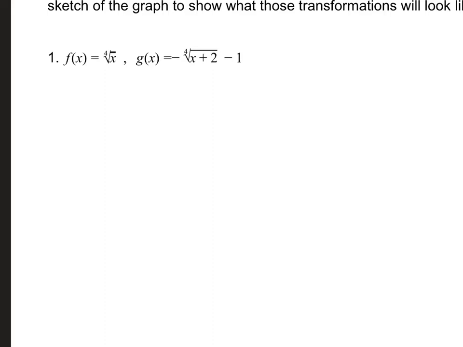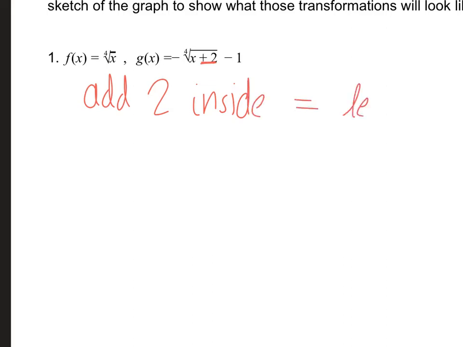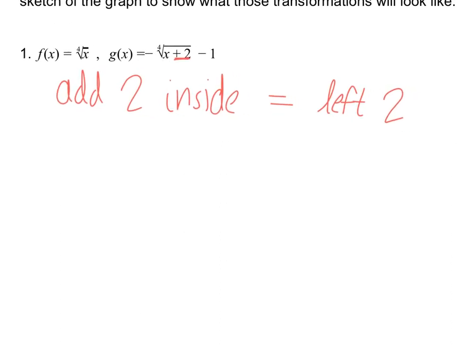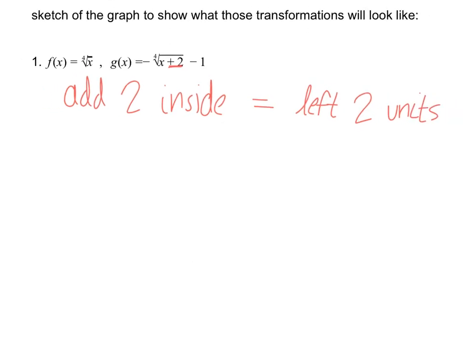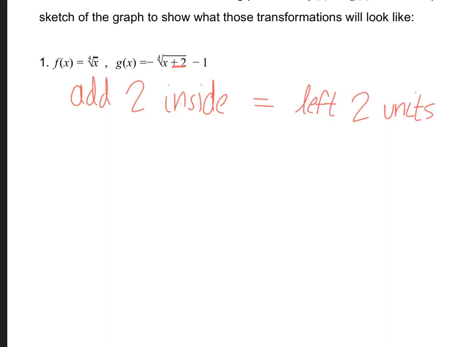So first of all, what's the first thing you see? Well, the first thing I see is this plus 2 in the middle there. Inside, on the inside, right? So what is that going to do? Well, if I add 2 inside, that's going to be moving to the left 2 units. And I'm going to write units over here. So it's going to go to the left 2 units, right? And that's going to be perfectly fine, right?